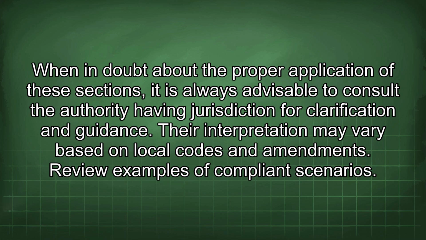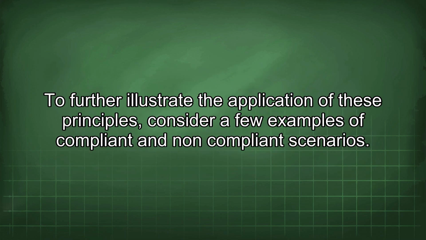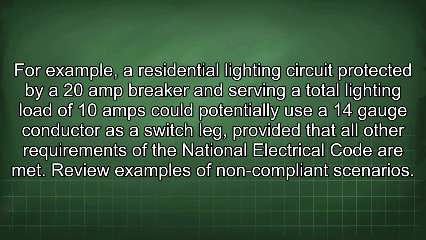Review examples of compliance scenarios. To further illustrate the application of these principles, consider a few examples of compliant and non-compliant scenarios. For example, a residential lighting circuit protected by a 20-amp breaker and serving a total lighting load of 10 amps could potentially use a 14-gauge conductor as a switch leg, provided that all other requirements of the National Electrical Code are met.